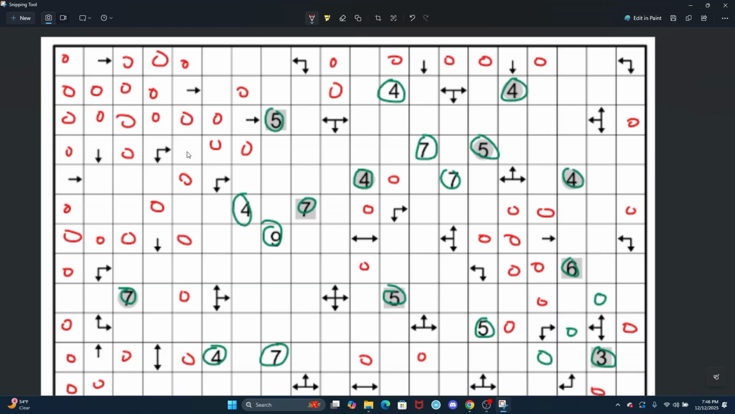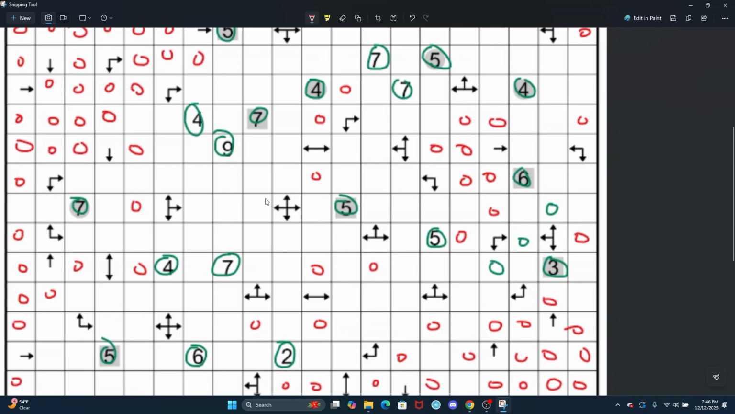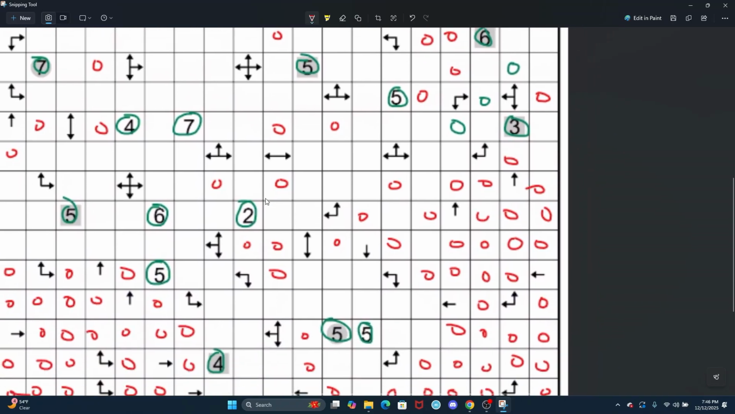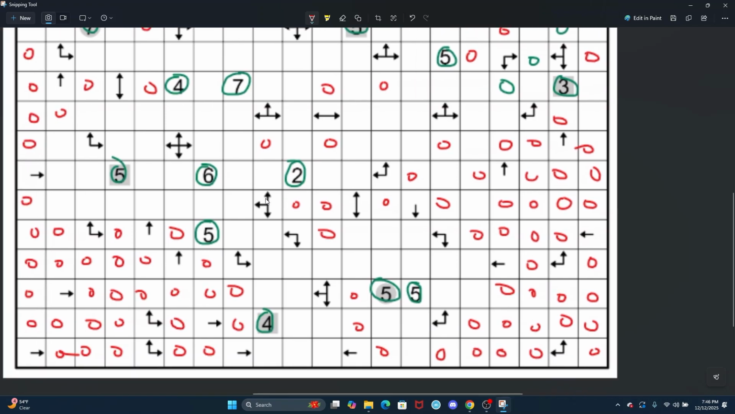I think that's all I can see for now. Or I guess, right, this entire area is enclosed. So we have, these are all red. What now? Keep looking around a little bit.